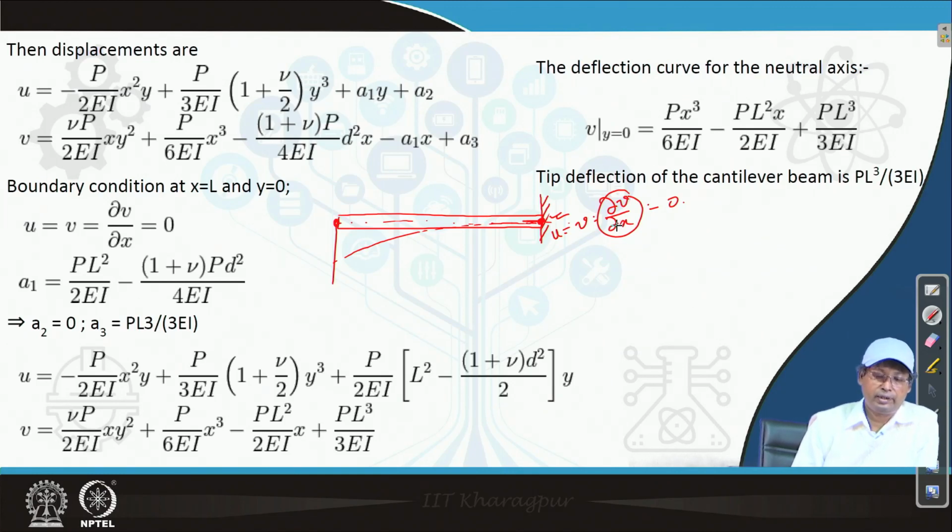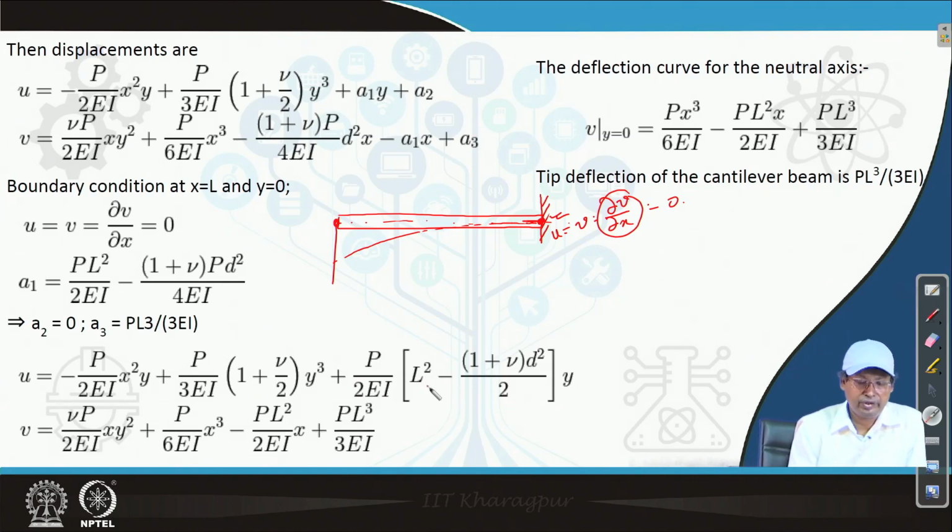So, with the implementation of 3 boundary conditions we can easily find A1, A2 and A3, and if we solve those, we get that A1 is equal to P L square by twice E I minus 1 plus nu P d square by 4 E I, A2 is equal to 0 and A3 equals to P L cube by thrice E I. And if we substitute those values, A2 is 0, so the y function is there.